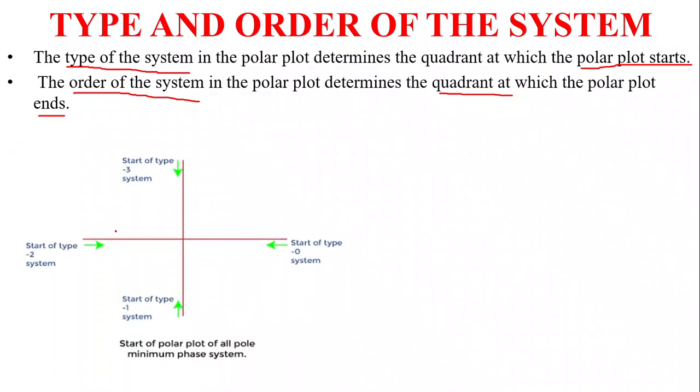This is our type number representation of the system. Here we have the real axis and the imaginary axis, and in that we have 4 quadrants. This point indicates the start of the type 0 system, this point indicates the type 1 system starting point, then this point indicates the start of the type 2 system, and this point indicates the start of the type 3 system. So this diagram represents the starting points of the polar plot.